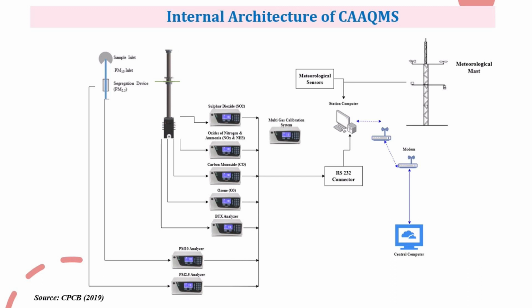We have mounted a meteorological sensor on a mast to track weather conditions like temperature, humidity and wind patterns. A computer at the station collects all this data and sends it to a central computer for real-time monitoring and analysis. This system is essential for tracking air pollution and helping with environmental research and regulatory compliance.